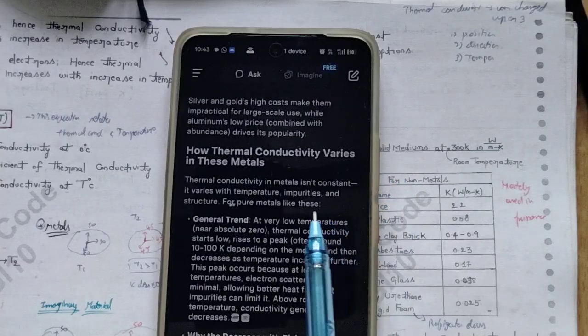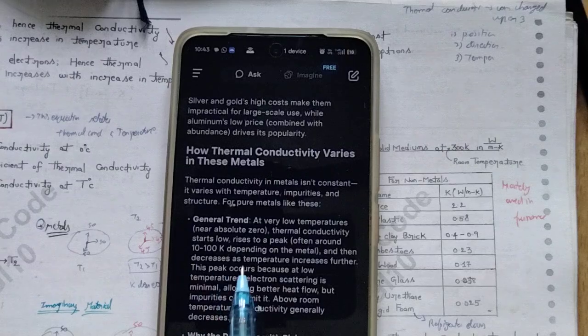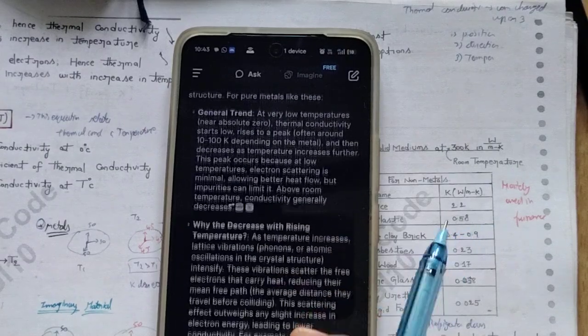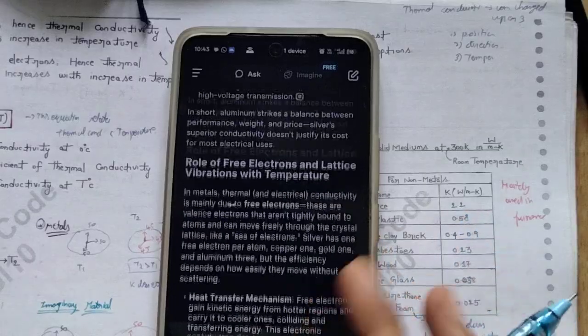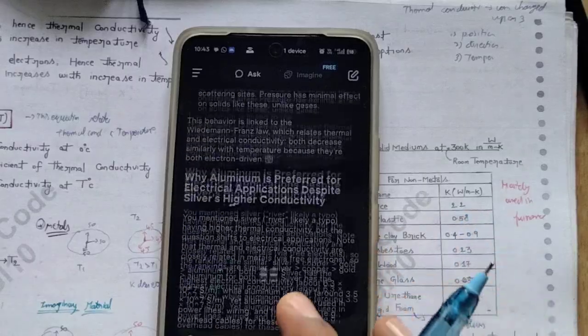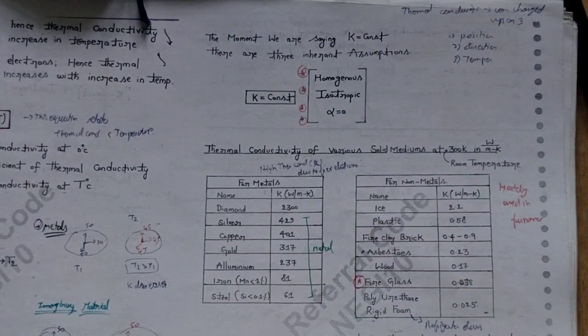Okay, so the next thing is that at very low temperature the thermal conductivity starts low and rises to a peak. While we move on to the other things, I'll just explain. The thermal conductivity of a pure metal is always higher when we compare it with alloys.